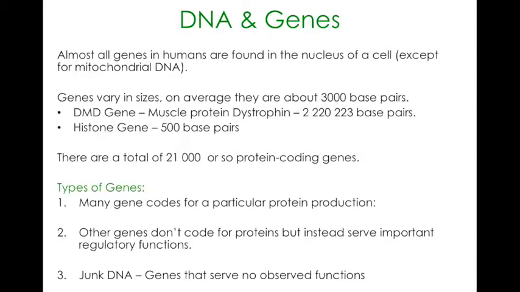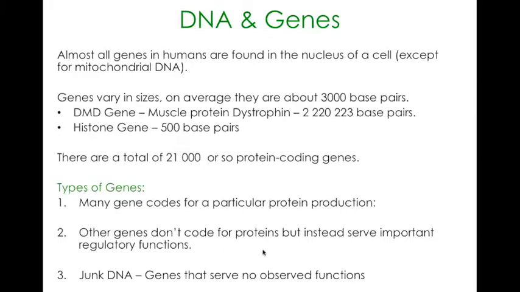Genes can vary in size, but they average about 3,000 base pairs. The TAGC base pairs, about 3,000 of them, will make up a single set of instructions for a unit of inheritance. For example, DMD, the muscular protein dystrophin, contains about 2 million base pairs, and that's probably the longest one we've got. The muscle fibers that you have are made up of dystrophin. However, a histone gene only contains 500 base pairs, and that's the smallest one we have. There are about 21,000 or so protein coding genes in the human genome.